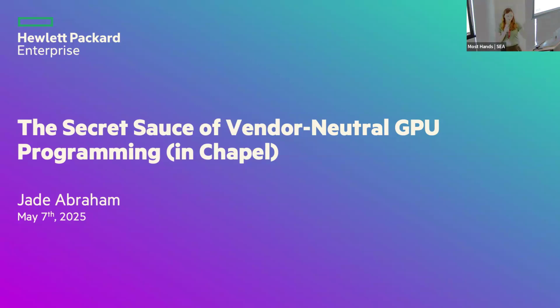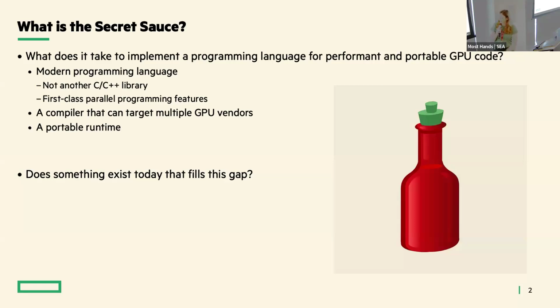So I say, what is the secret sauce? And I'm going to say there's a few things that you really need. This is my opinion. What do you need for a programming language to not only provide performant GPU code, but portable GPU code? So not just for NVIDIA, but also for AMD and anybody else who might have GPU accelerators, what have you. You need a modern programming language.